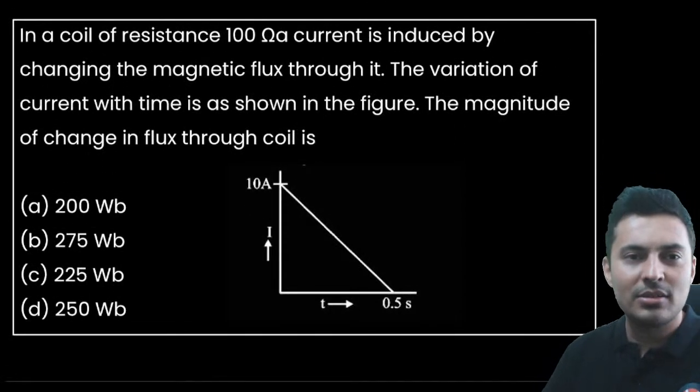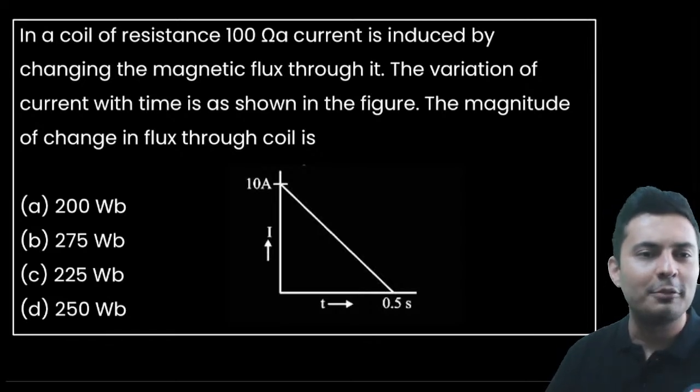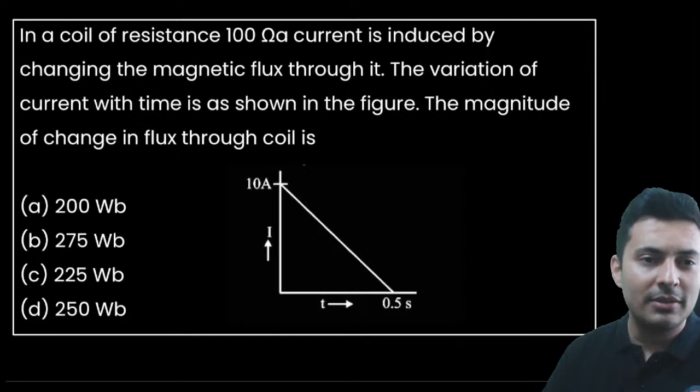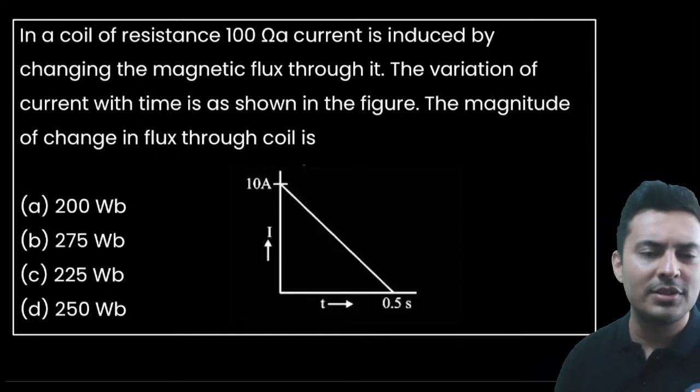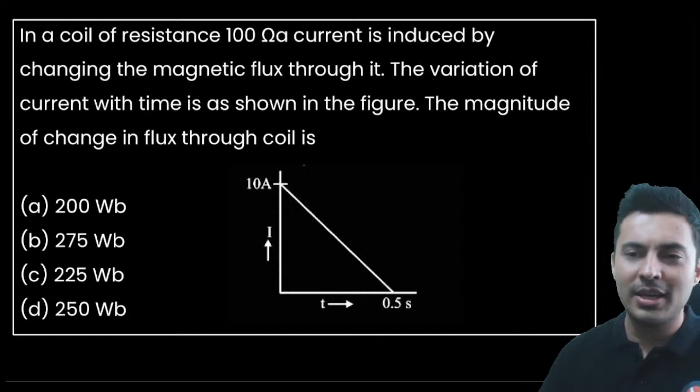In a coil of resistance of 100 ohms, a current is induced by changing the magnetic flux through it. The variation of current with time is as shown in the figure. The magnitude of the change in the flux through the coil is how much?